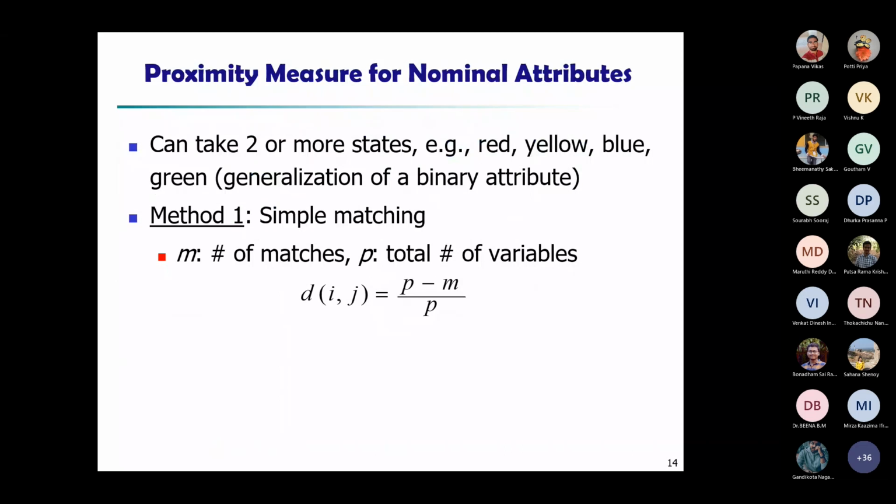Now the proximity measure for a nominal attribute. For example, we have red, yellow, blue, green, etc., some kind of nominal attribute. So the first method is simple matching. How do we find the distance? The distance is (p minus m) by p, where m is the number of matches, divided by p.